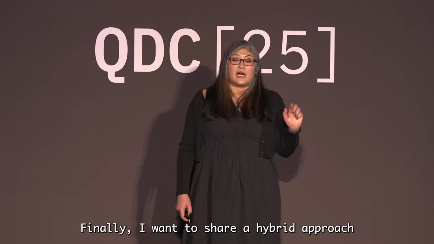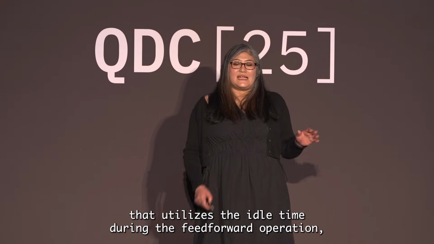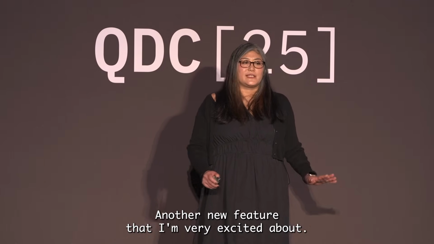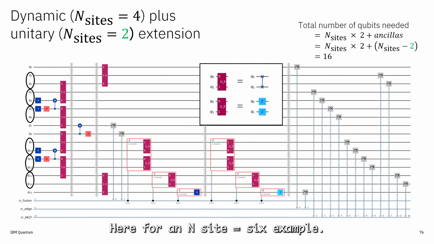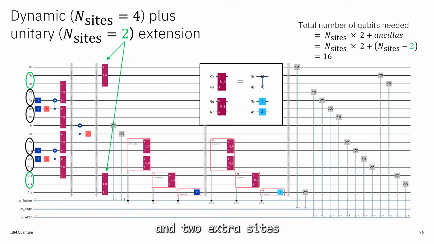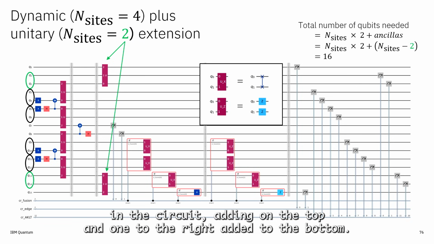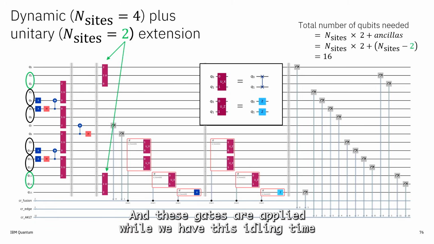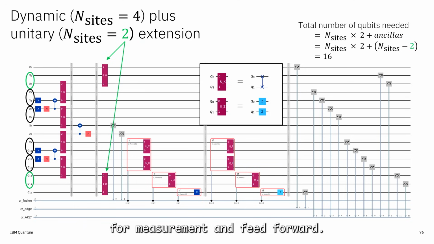Finally, I want to share a hybrid approach that utilizes the idle time during the feed-forward operation, another new feature that I'm very excited about. Here, for an n site is 6 example, we can split up 4 sites to be prepared with measurement-based approach, and 2 extra sites extending one to the left in the circuit, adding on the top, and one to the right, added to the bottom. And these gates are applied while we have this idling time for measurement and feed-forward. So there's no extra cost in terms of depth associated with it.